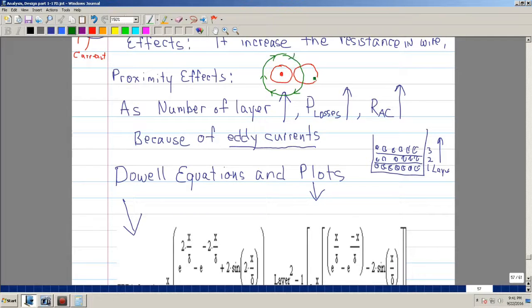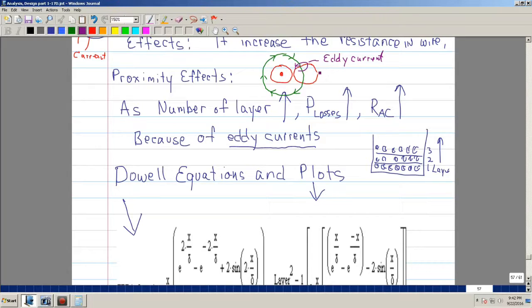Okay, and it's in another conductor. Well, since that field is cutting into the conductor, what it does is start conducting current around the inductor, and that current is called eddy current. Okay, it heats up your conductor.